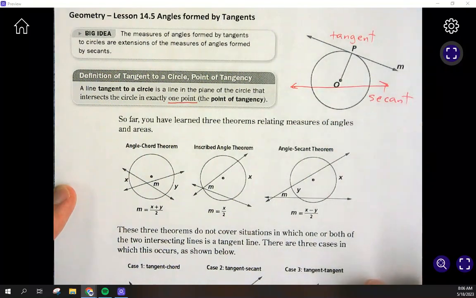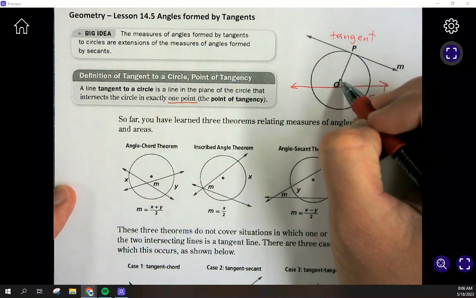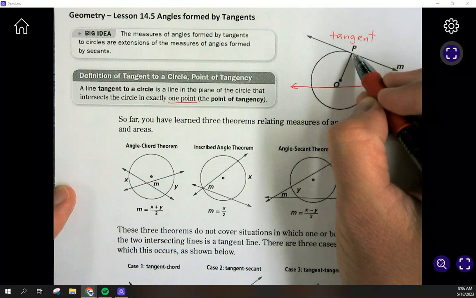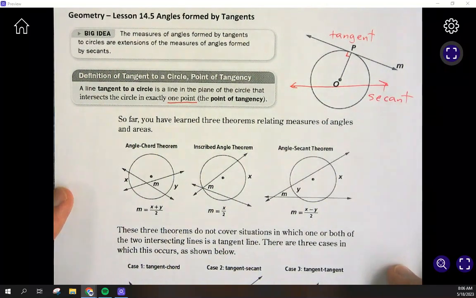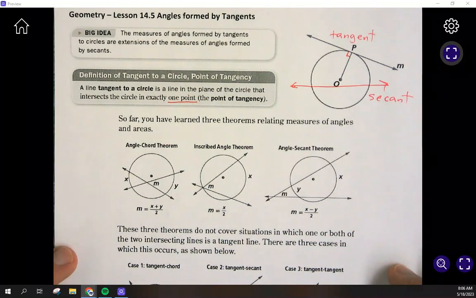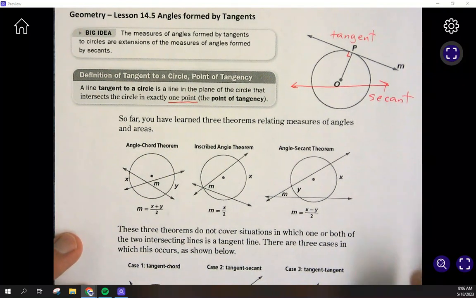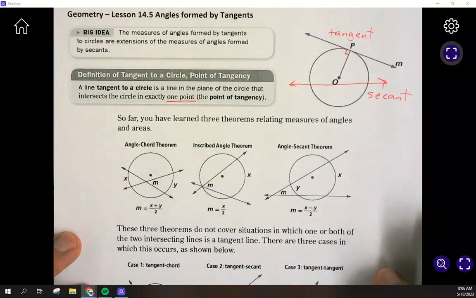One special property of tangents is that if you draw the radius of the circle directly to the point where the tangent touches the circle, they will hit at 90 degrees. So you will see that kind of question pop up from time to time. So the radius will hit a tangent at 90 degrees.